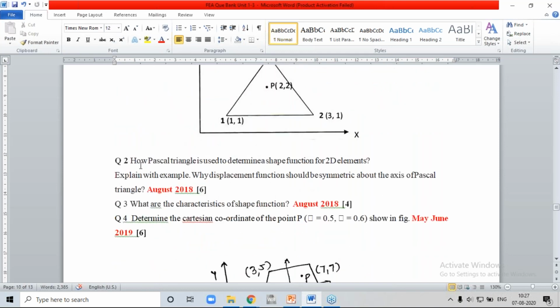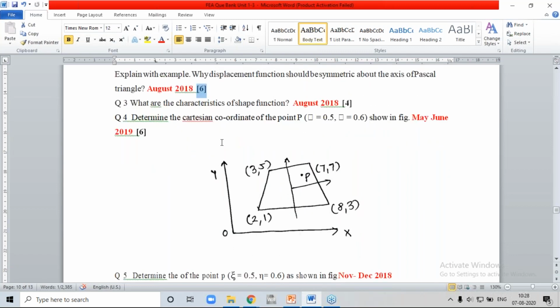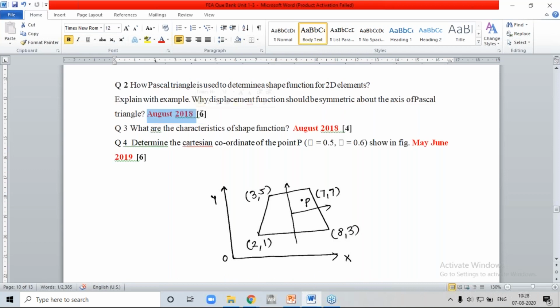Then how the Pascal triangle is used to determine the shape function, means some theoretical questions are asked on the basis of shape function, and some terminology used in CST and LST elements. A minimum of 4 marks or maximum 6 marks theoretical question is asked in the exam, and a numerical question of minimum 6 marks and maximum 10 marks is asked in the exam. Okay, so you can see here August 2018 6 marks, August 2018 4 marks.